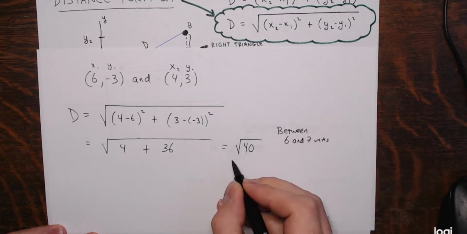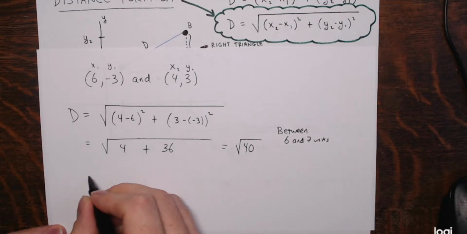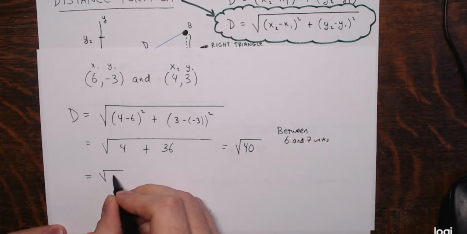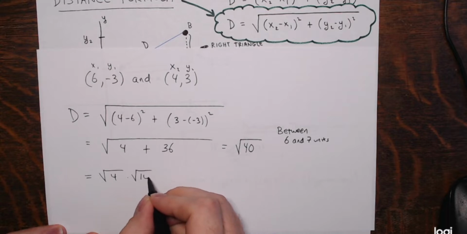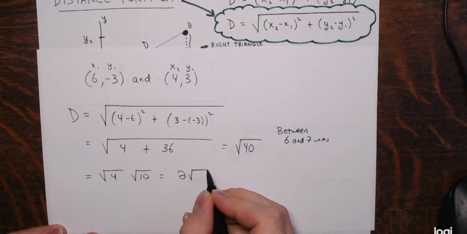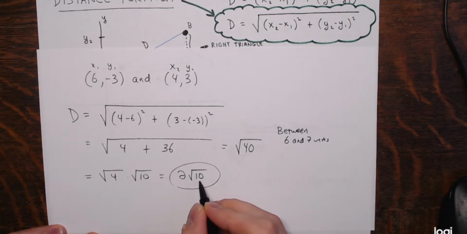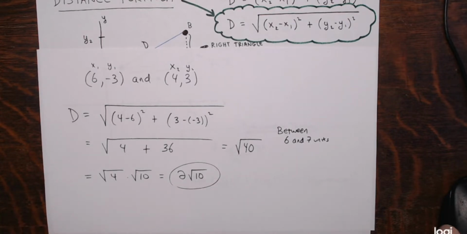Now, we have to simplify though. The square root of 40 is the square root of 4 times the square root of 10, which is 2 times the square root of 10, right? And 10 doesn't have any perfect squares that go into it evenly, so this is considered totally simplified. And again, you can draw a picture if you want. Be my guest. Draw a little right triangle, find that horizontal leg, the vertical leg, and then use the Pythagorean theorem to find the hypotenuse. But it would be this anyway, 2 times the square root of 10.